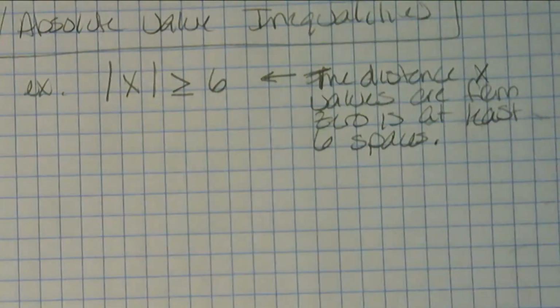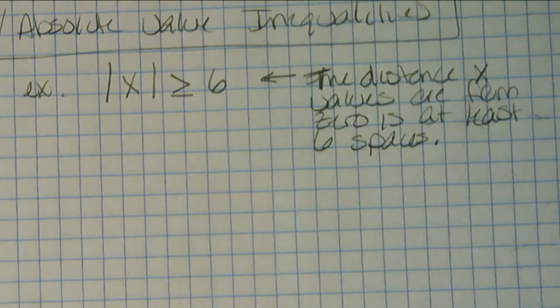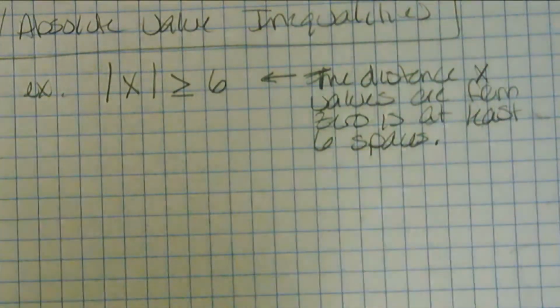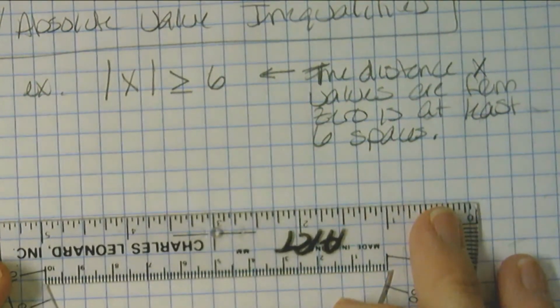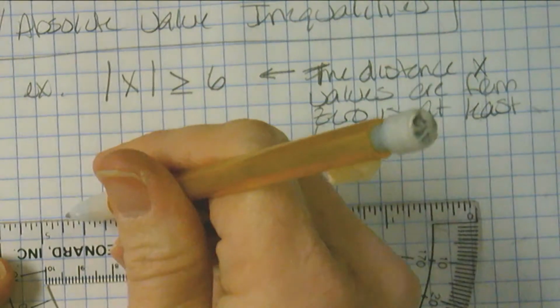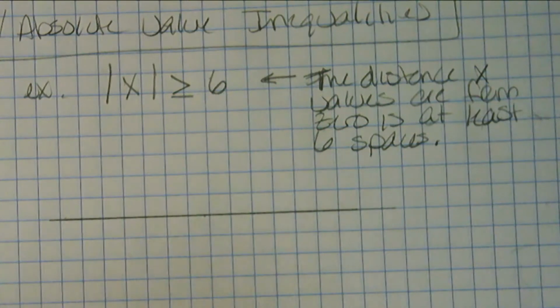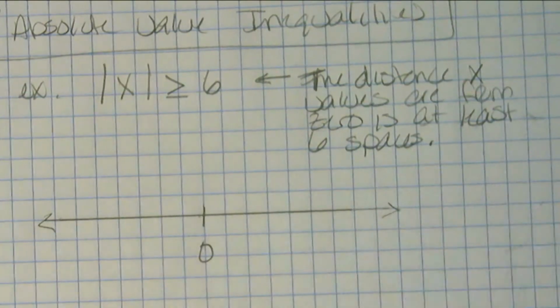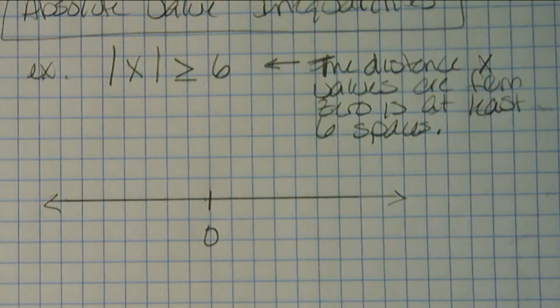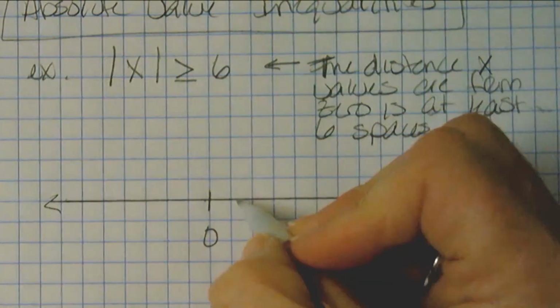Okay, so what that means is if I was to graph that, get your rulers out, I forgot to say that to you. I'm going to kind of go backwards in my explanation of this. We're going to start with the graph first, and then you're going to tell me what the inequality looks like if we write it. All right, so what numbers are 6 away from 0? Joseph? 6 and negative 6.